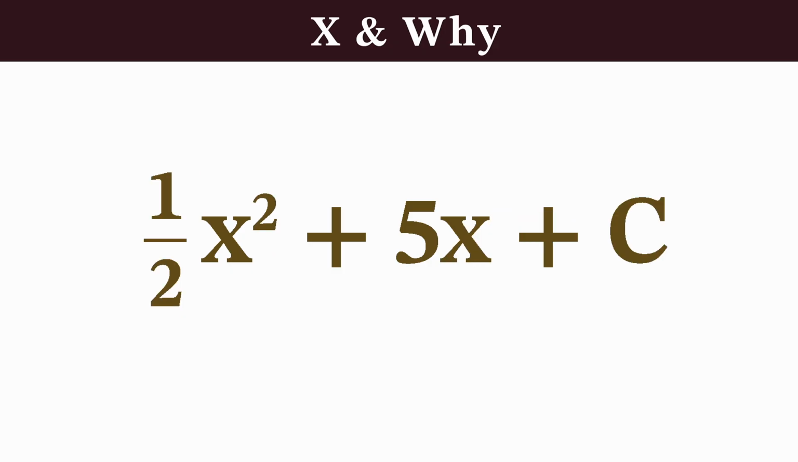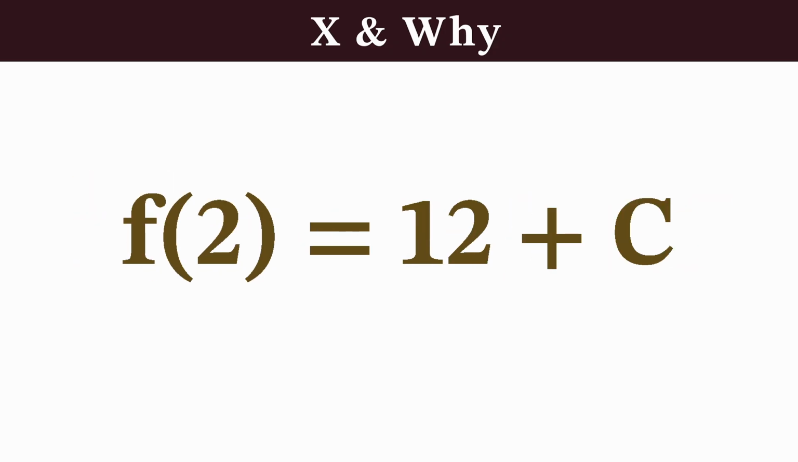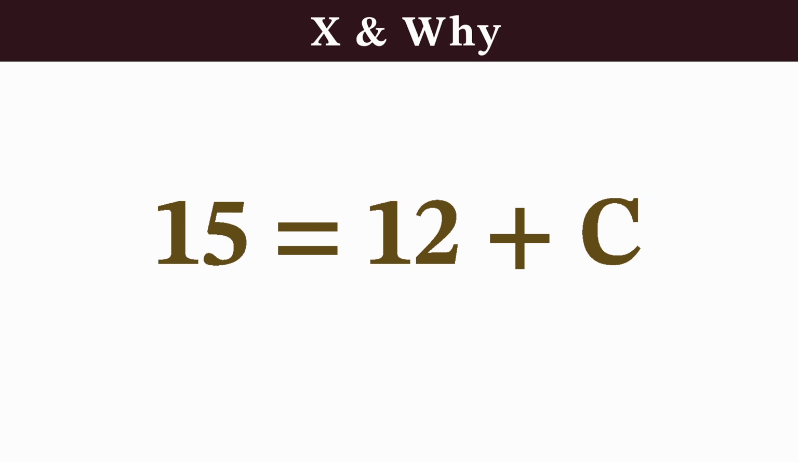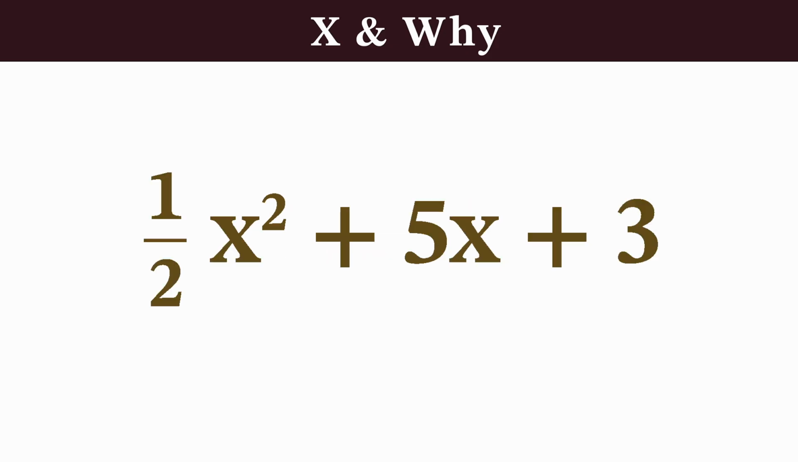Now that we have the original function, we can use the initial condition to solve for the constant of integration. Substitute 2 for x. We get f of 2 equals 12 plus c. We know that f of 2 equals 15, so subtract 12 from both sides, and we get c equals 3. Plug in 3 to the original function, and this is the particular solution.